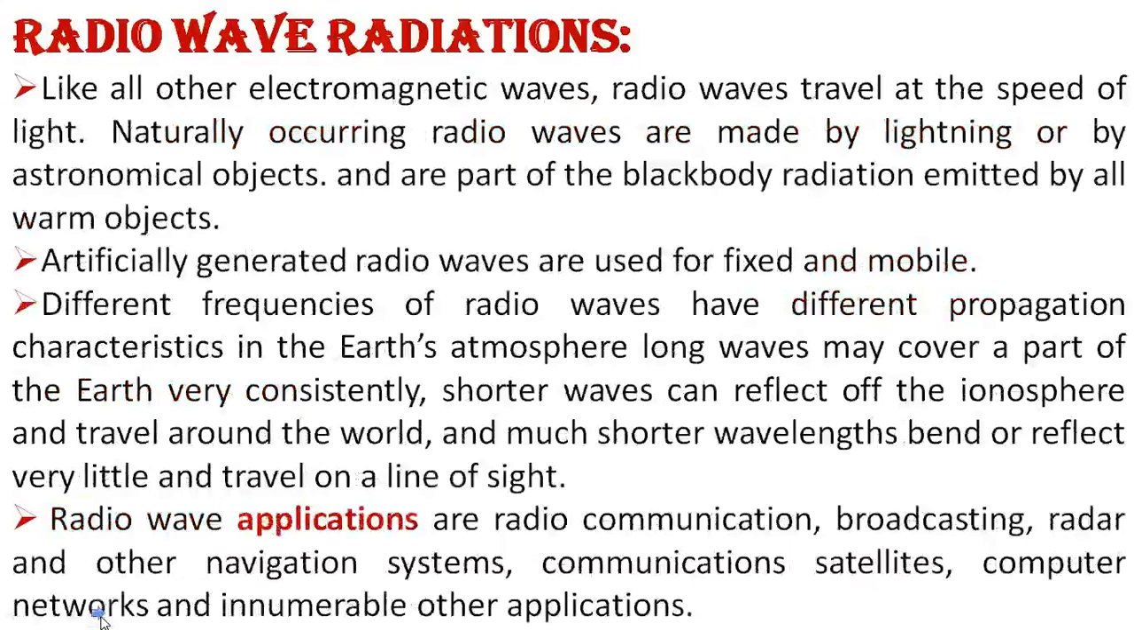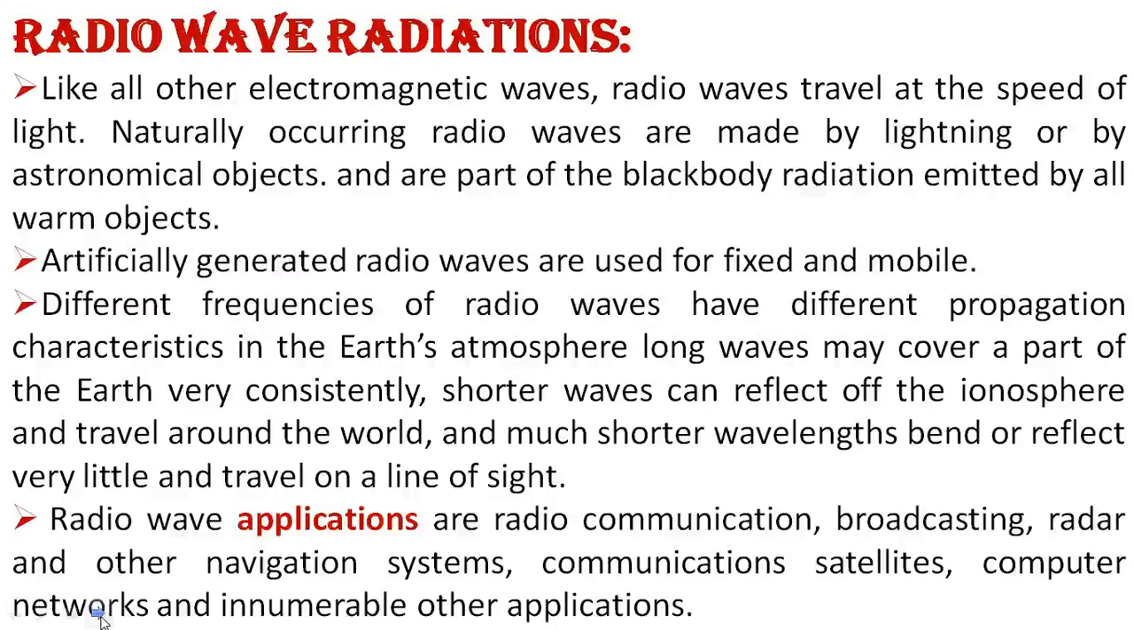Like all other electromagnetic waves, radio waves travel at the speed of light. Naturally occurring radio waves are made by lightning or by astronomical objects and are part of the black body radiation emitted by all warm objects, and artificially generated radio waves are used for fixed and mobile communication.